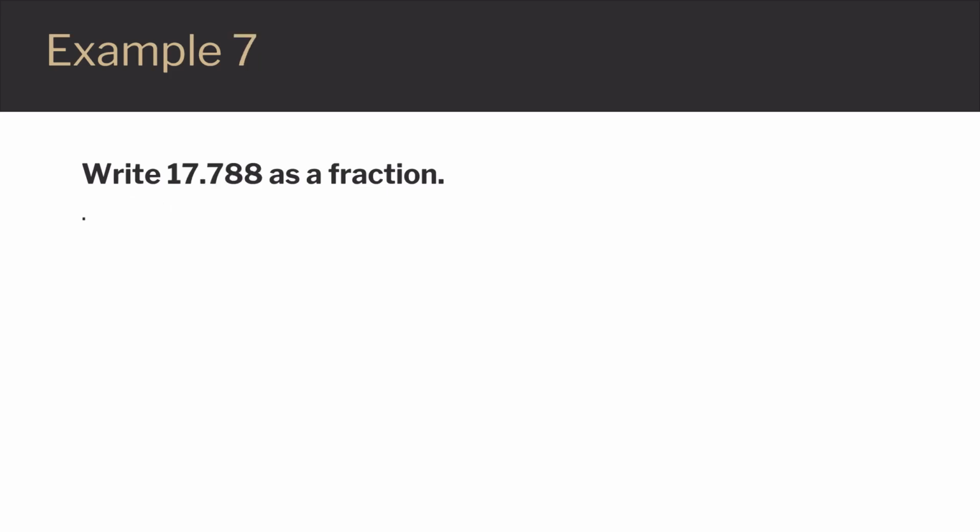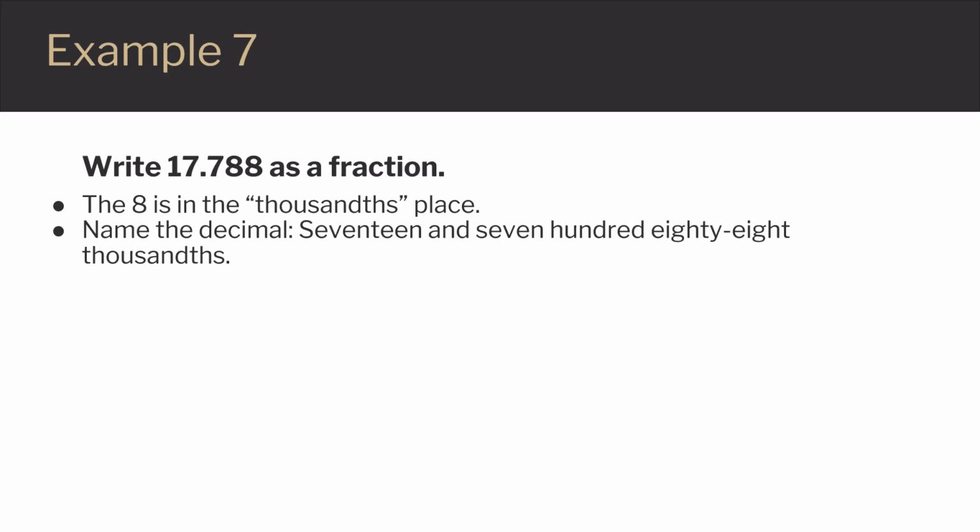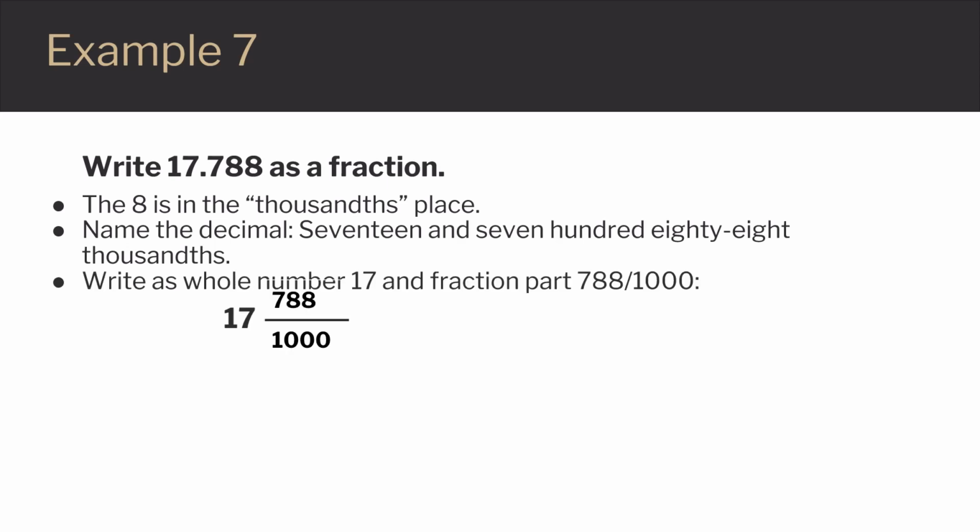Let's try a harder one. Write 17.788 as a fraction. The 8 is in the thousandths place, which means that the name of this decimal is 17 and 788 thousandths. Again, write the 17 as the whole number part, and then the fraction part would be 788 in the numerator and 1000 in the denominator. So it's 17 and 788 over 1000.